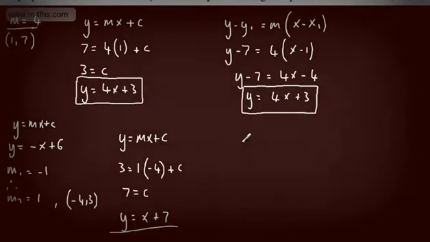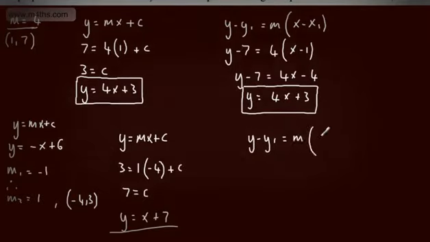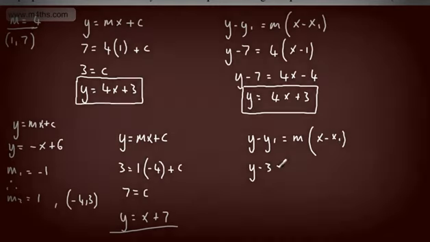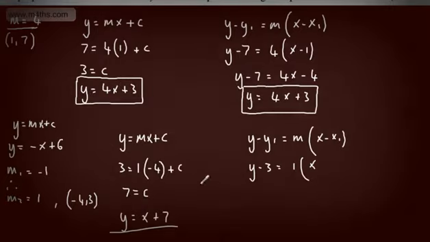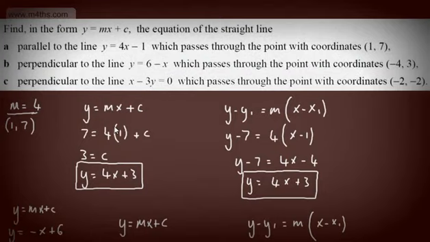If you wanted, you could use y minus y1 is equal to m, the gradient, x minus x1. So all we'd do is write this out. So we'd have y minus 3 is equal to the gradient, which is 1. Then we'd have x minus 4, which is going to be plus 4. So we'd have y minus 3 is equal to x plus 4, and we'd simply add the 3 to both sides. So y is equal to x plus 7. So either way round, and you can decide on which way you prefer.